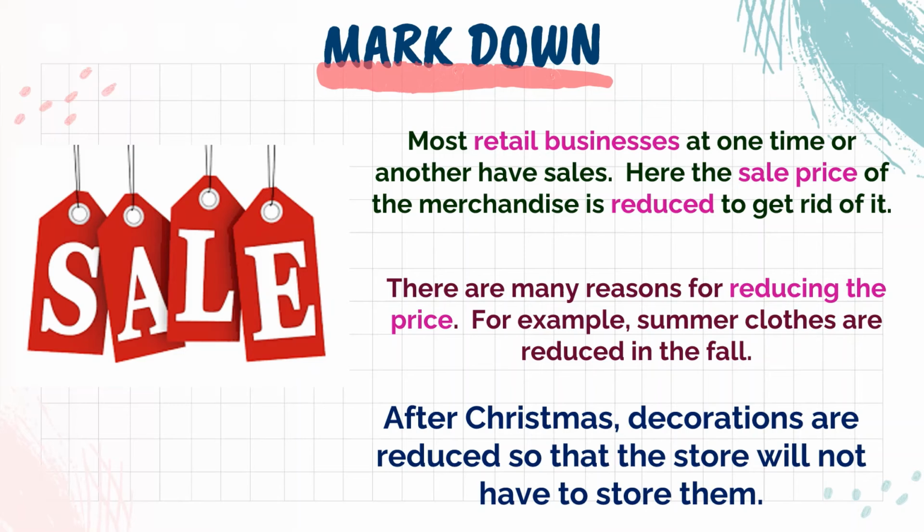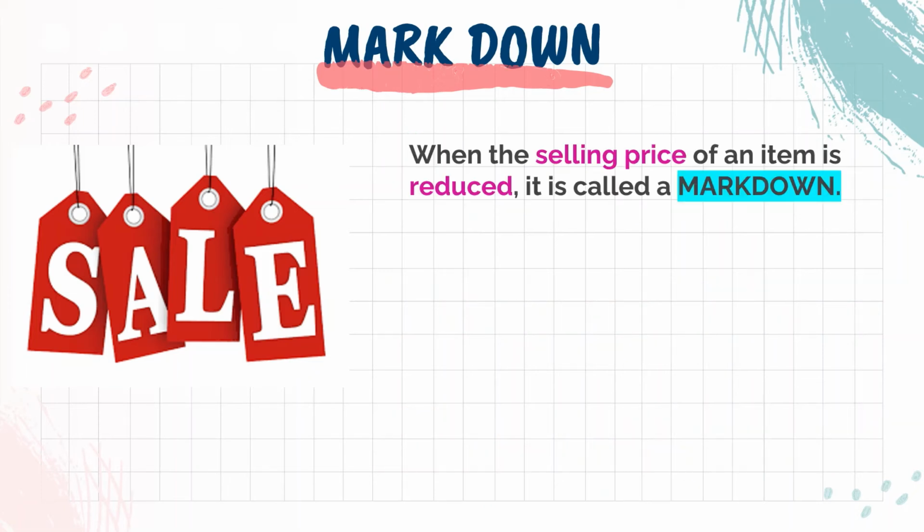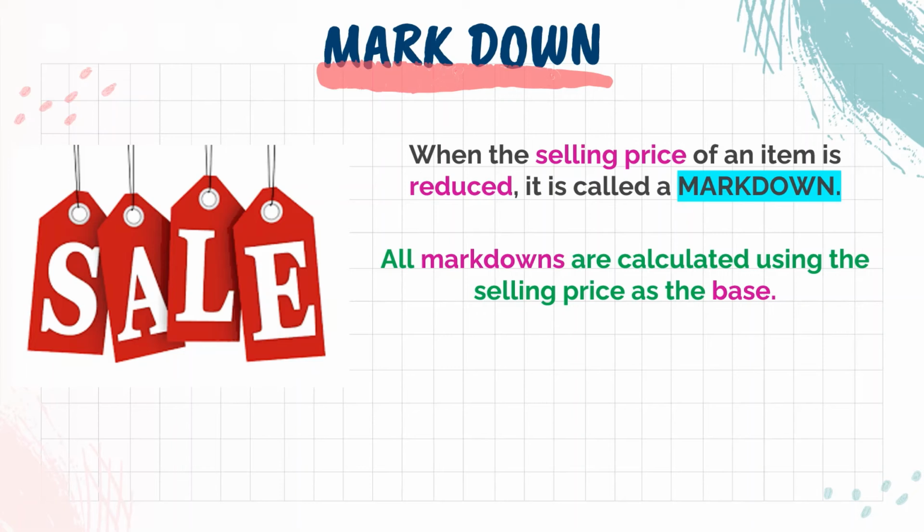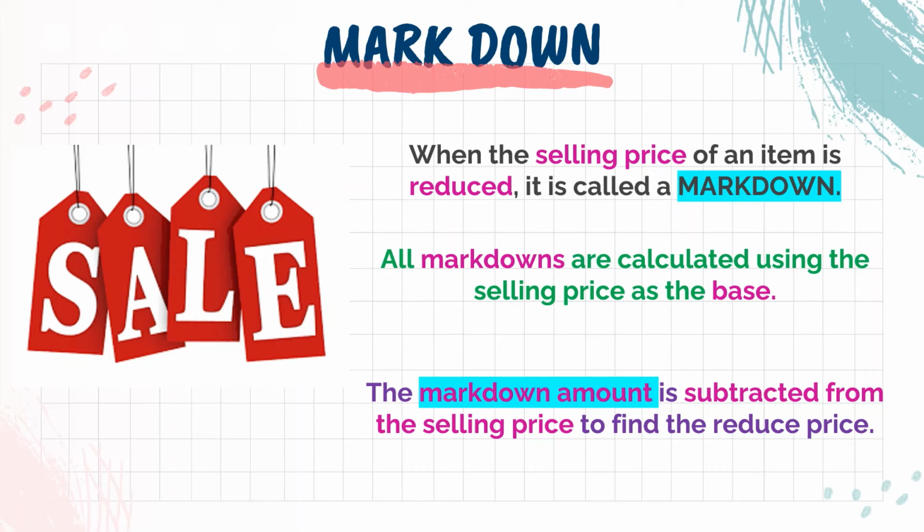Markdown. Most retail businesses at one time or another have sales. Here, the sale price of the merchandise is reduced to get rid of it. There are many reasons for reducing price. For example, summer clothes are reduced in the fall. After Christmas, decorations are reduced so that the store will not have to store them. So, when the selling price of an item is reduced, it is called markdown. All markdowns are calculated using the selling price. So, the markdown amount is subtracted from the selling price to find the reduced price.